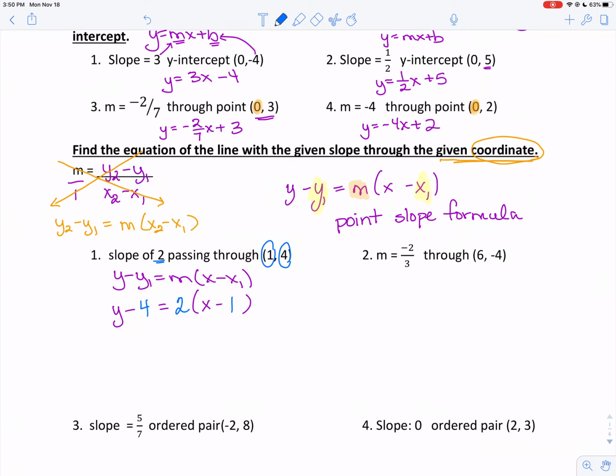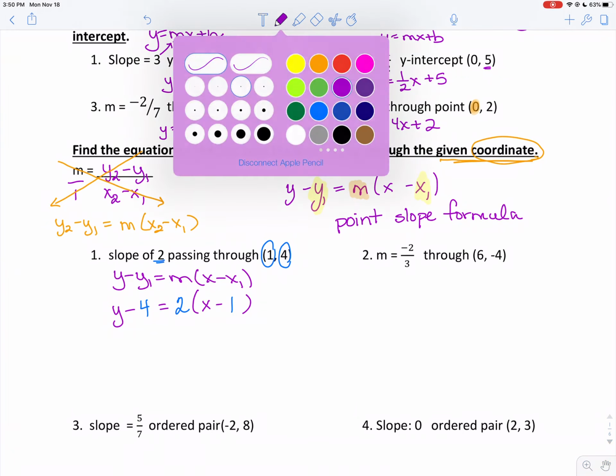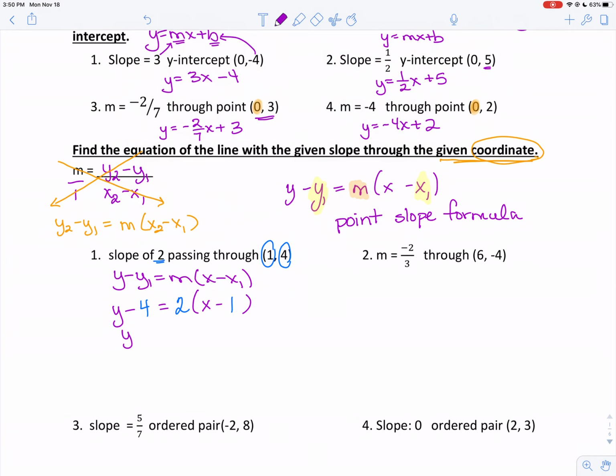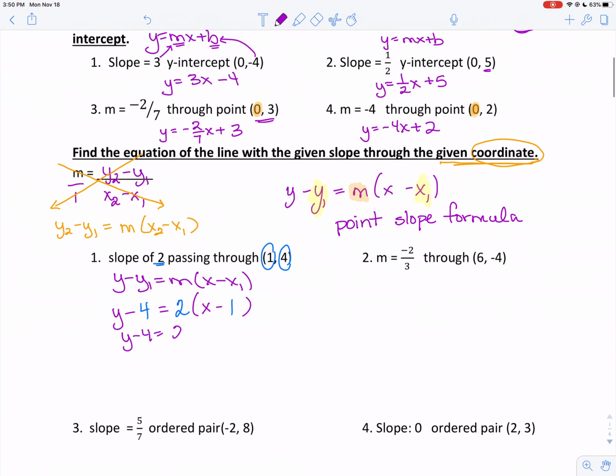I can't just go straight from that and graph it. So let's make it something that we can go straight to a graph. So I'm going to go ahead and distribute my 2. So I get 2x minus 2. And then I'm going to solve it for y. So I get y equals 2x plus 2. So that's the equation of the line that has a slope of 2, and it goes through the point 1, 4.